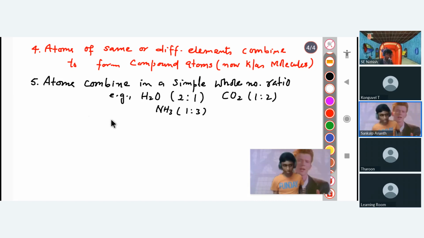So it's not always true, right, sir, that atoms combine in a simple whole number ratio? Exactly, it is not always true. That is why we have to study the modern atomic theory.